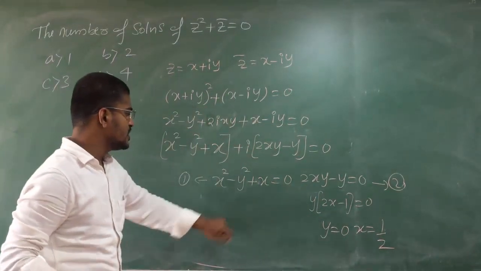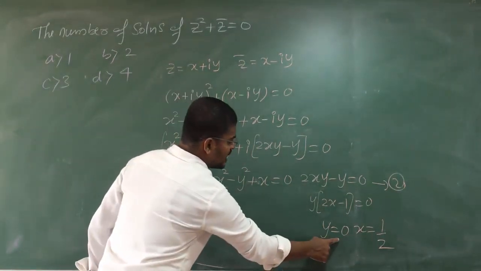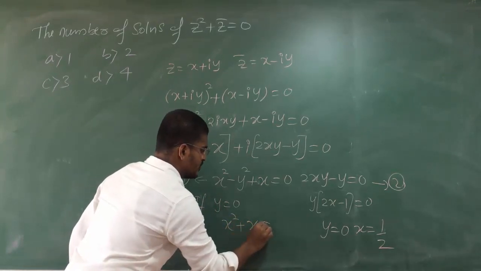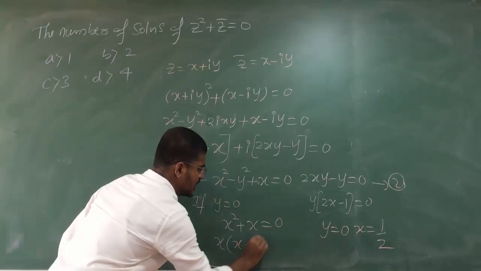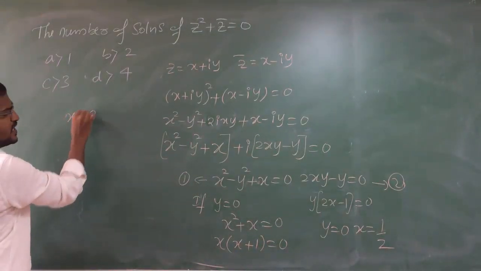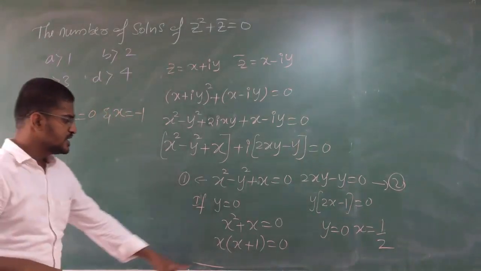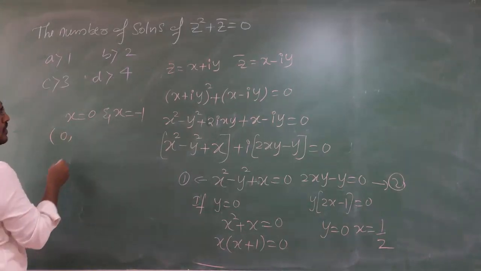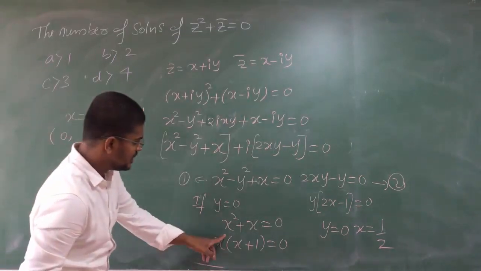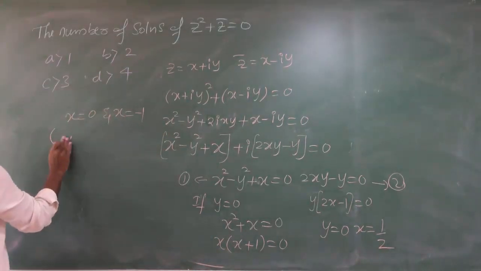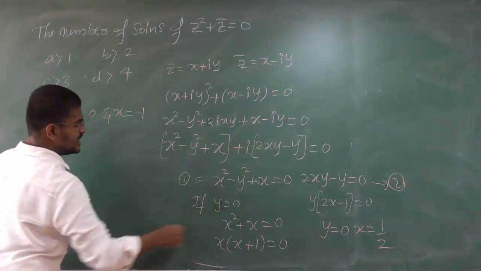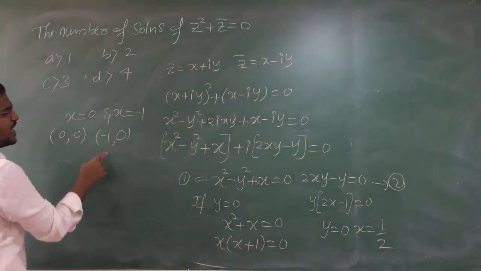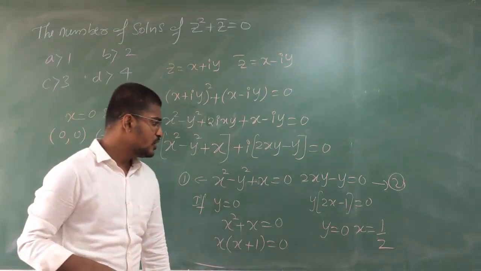Now use these terms in equation 1. If y equal to 0, this term is 0, so what are you going to have? If y equal to 0, x square plus x equal to 0, that is x times x plus 1 equal to 0. You are going to have x equal to 0 and x equal to minus 1. See here, x is 0 and x equal to minus 1 if y equal to 0. So if x is 0, y is 0. Another one, if x equal to minus 1, y is 0. So you have 3 solutions. Clear? Now let us go for x equal to 1 by 2.